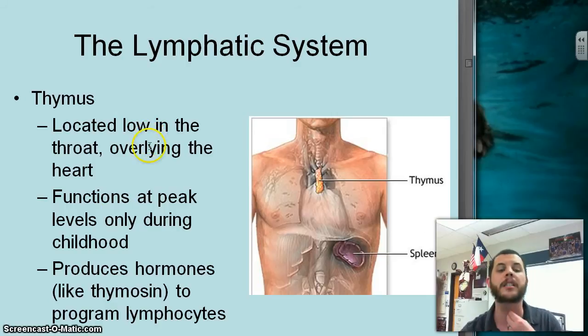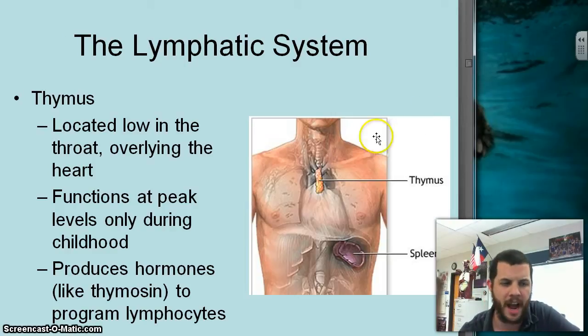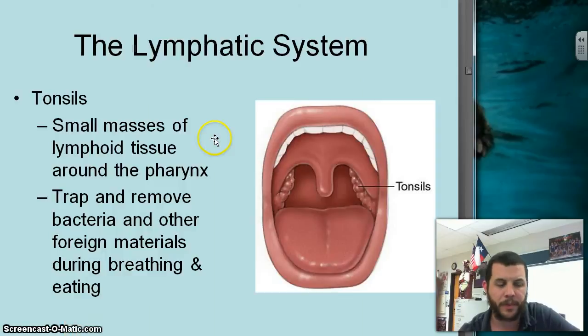The thymus is located in your throat, and it actually lays over your heart. Its functions peak during childhood, and it's going to produce hormones that actually program your lymphocytes. We're going to talk about these more when we're doing the notes in class. This is an extremely interesting structure. It actually trains some of your white blood cells, your lymphocytes. It's really interesting to see how that works. But here is the thymus right there.